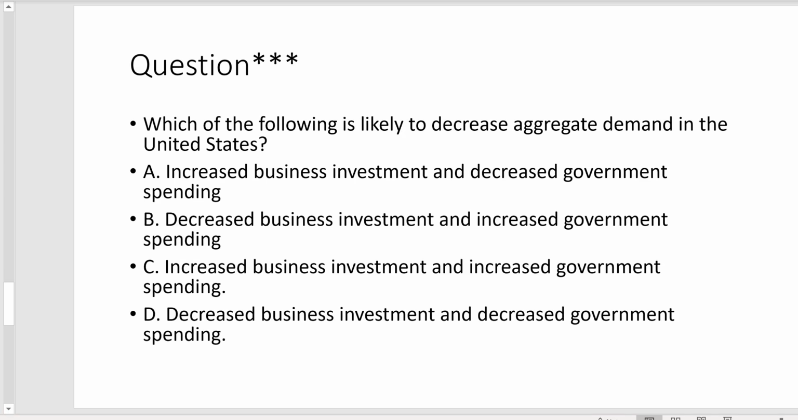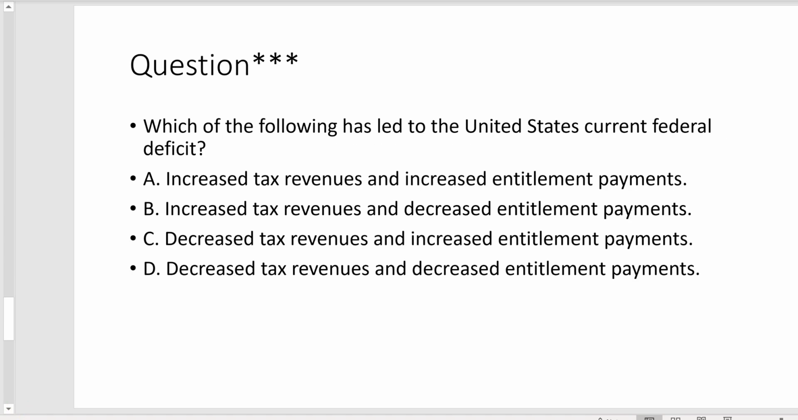Which of the following is likely to decrease aggregate demand in the United States? A says increased business investment and decreased government spending. Well, we're looking for a decrease in aggregate demand. Increased business investment wouldn't do it. B, decreased business investment, yeah, and increased government spending? No. We're looking for decreased aggregate demand. C says increased business investment? No. D says decreased business investment and decreased government spending? Yes. Letter D.